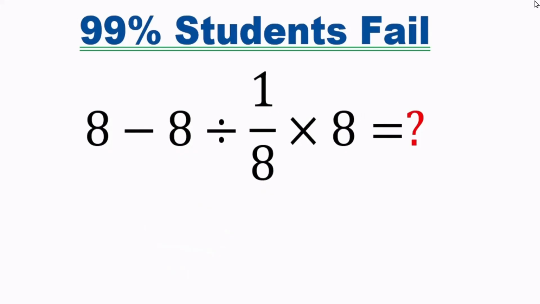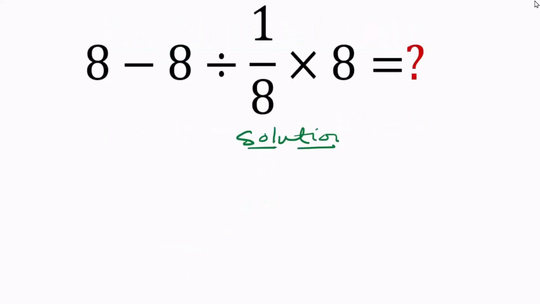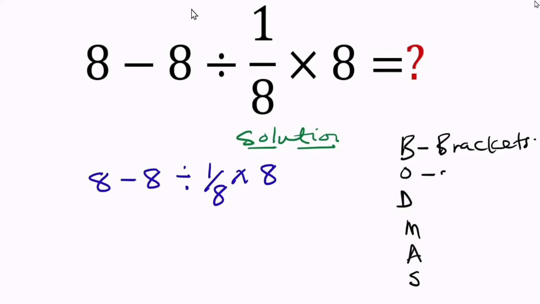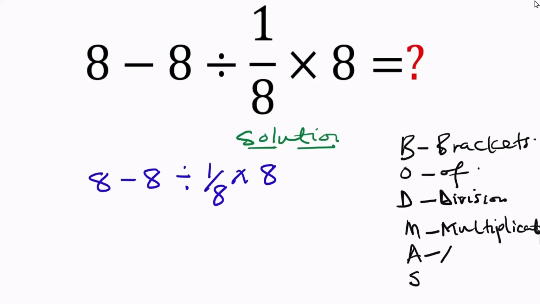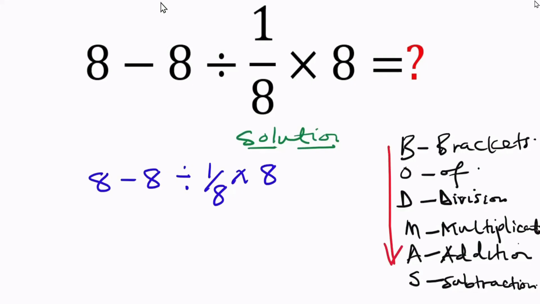So we are going to begin by having our solution in here, as we have our expression as 8 minus 8, then divided by 1 divided by 8, multiplied by 8. In here we are going to follow BODMAS, where B stands for bracket, O stands for of, D stands for division, M stands for multiplication, A stands for addition, and then A stands for subtraction. The order of priority decreases downwards, implying that the brackets are given the first priority, followed by of, division, multiplication, addition, and lastly subtraction.